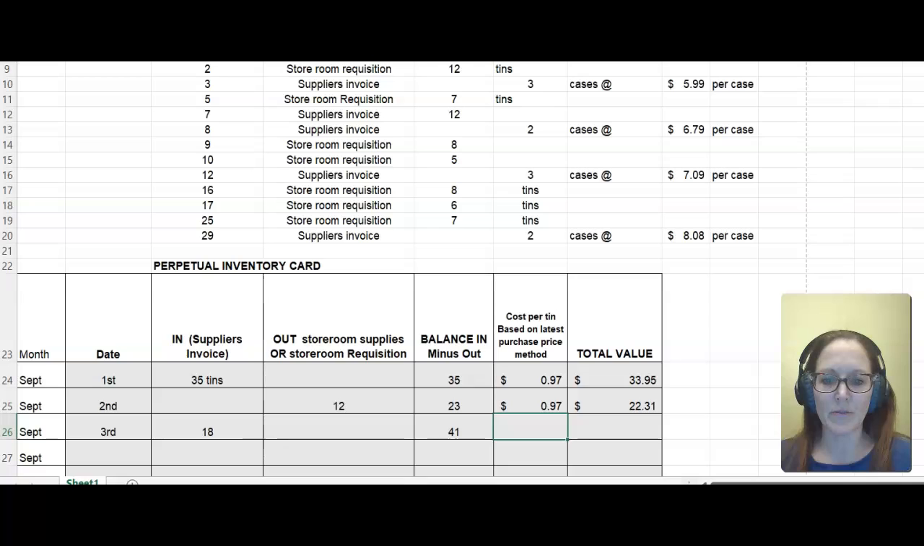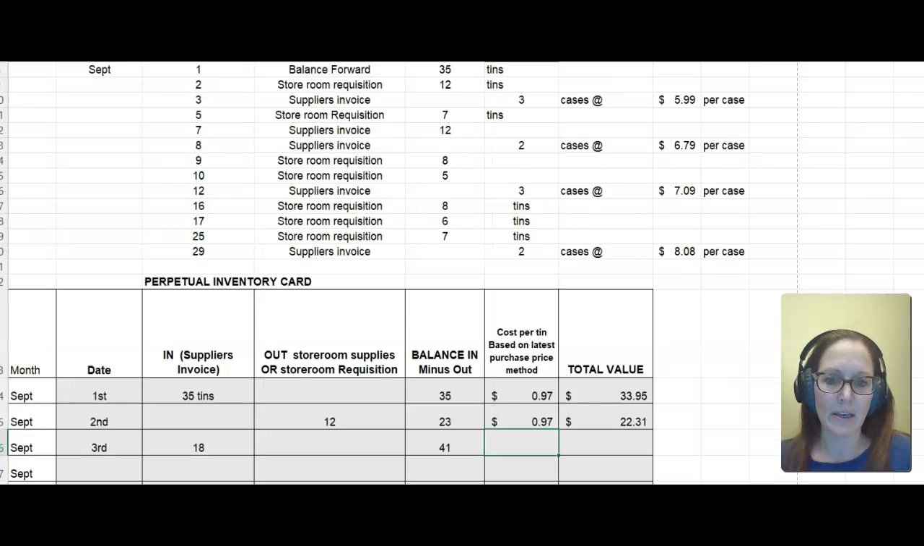So in my perpetual inventory card, I need to figure out the price. The current price will be $5.99 per case and there's 6 tins per case. So for the formula here, I'm going to go equals $5.99 divided by 6 and that gives me $1 per case. Now, in this column, I need the total of the 41 cases. So I'm going to go equals 41, and then times that by $1.